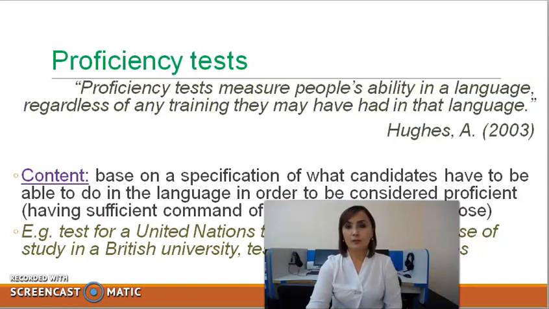As for the proficiency tests, they measure people's ability in a language, regardless of any training they may have had in that language. Content is based on a specification of what candidates have to be able to do in the language in order to be considered proficient, having sufficient command of the language for a purpose. For example, a test for a United Nations translator, a test for a course of study in a British university, a test of arts, a test of sciences.